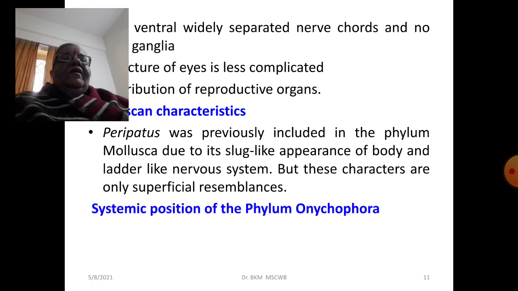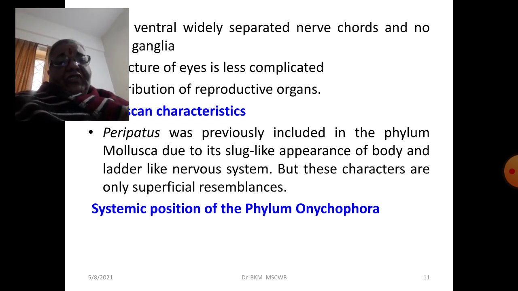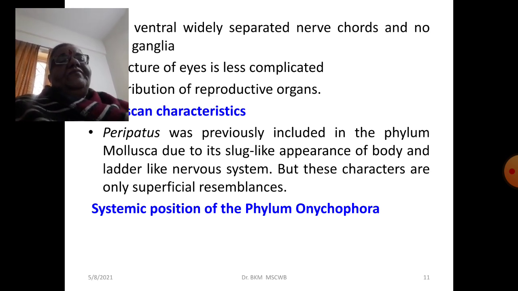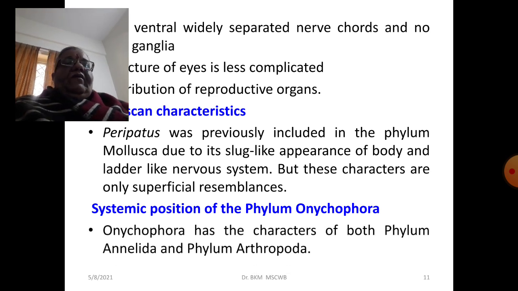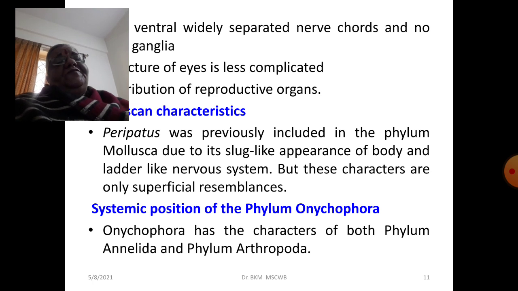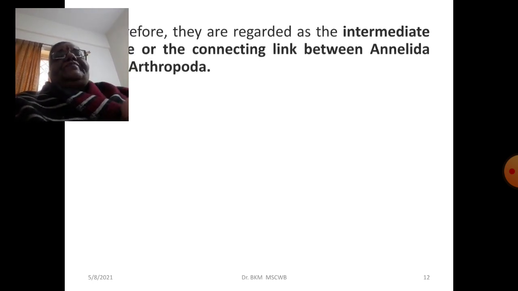Alright. Then after having learnt all this, now we shall try to assign the systematic position of this particular genus Peripatus, which belongs to the minor phylum Onychophora. So point number 1, it shares the characters of both annelids and arthropods.